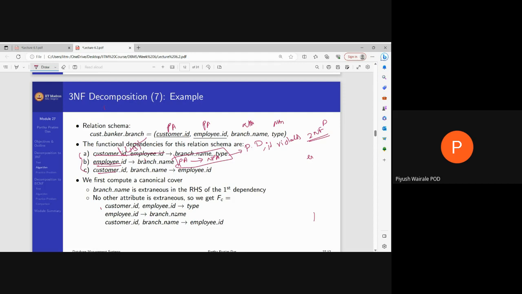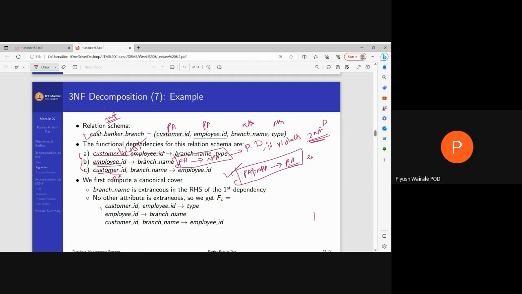What about customer ID, branch name determining employee ID? Customer ID is a prime attribute, branch name is a non-prime attribute, determining employee ID, which is also a prime attribute. This condition is allowed. Only the prime attribute determining non-prime attribute is the issue; it violates the 2NF condition. It means this relation is in 1NF only, not in 2NF, right?